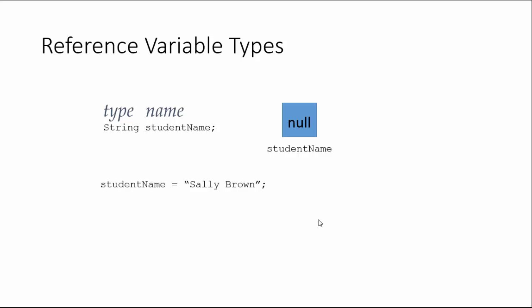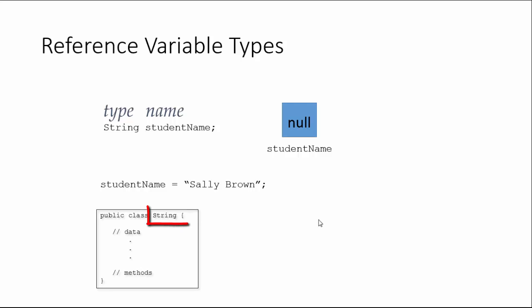This statement creates a string object with the characters Sally space Brown. To create the object, Java looks for the class of the variable type, which in this case is string. Once it finds the class, it creates a copy of all the variables and methods defined within the class and puts them into a construct called an object. This object is placed in memory.